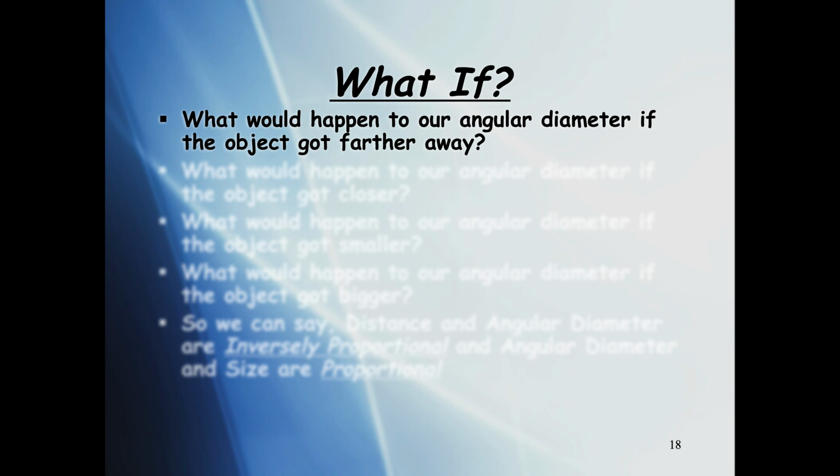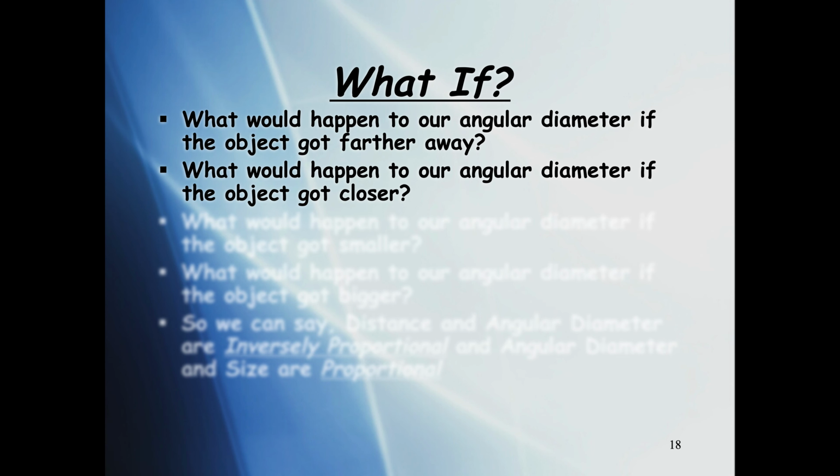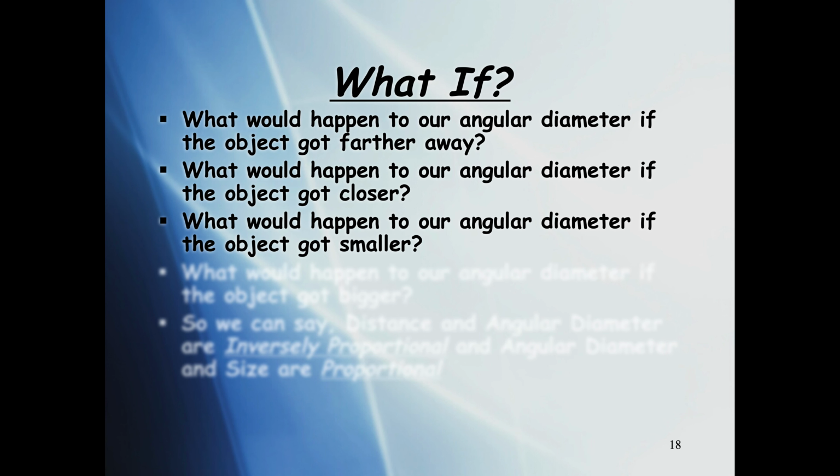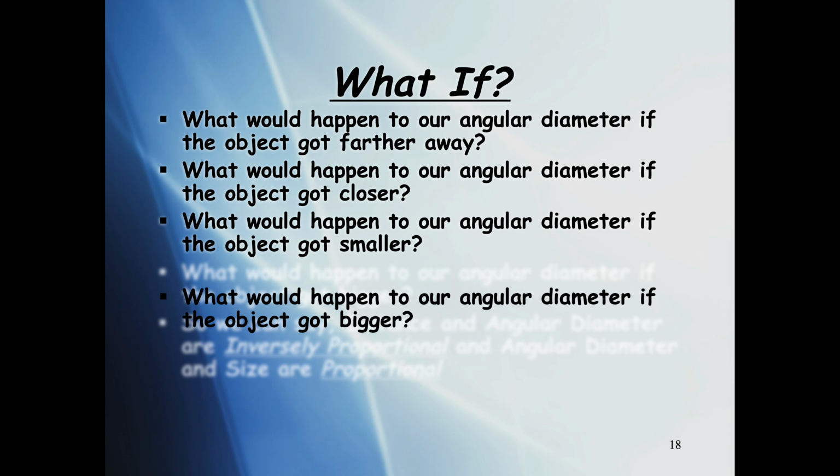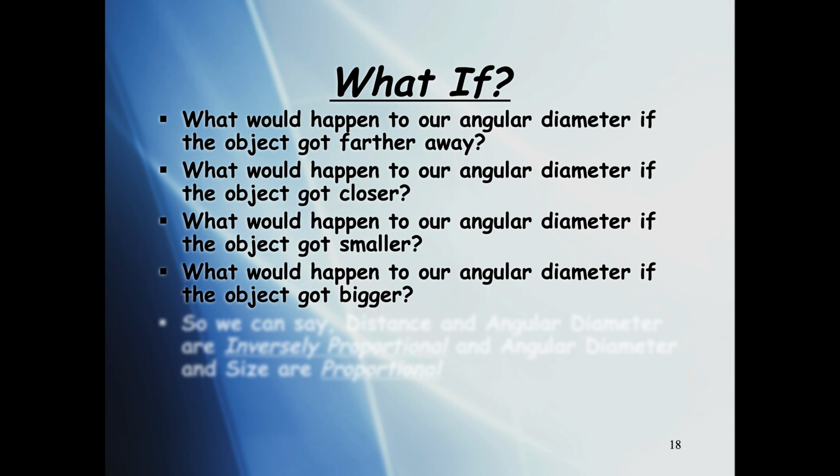It would be smaller. So what would happen to our angular diameter if the object got closer? Well, if I could pull the moon closer, it would appear bigger. So what would happen to angular diameter if the object somehow shrank? Well, if the moon shrank and got smaller and smaller, it's going to appear smaller. How's about if it got larger? If like a star started to swell, it would look larger.